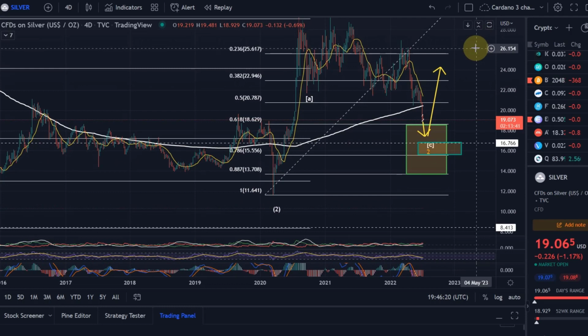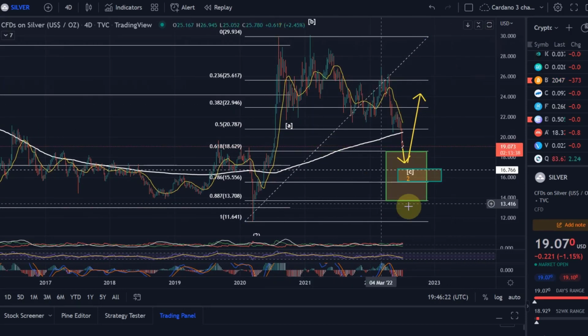Based on that, we would expect silver to come down to $13.71. That is the 88.7% fib level. Going below that, I don't think so, but this is certainly what we have to assume sort of in the worst case. How long that takes, I can't tell you.